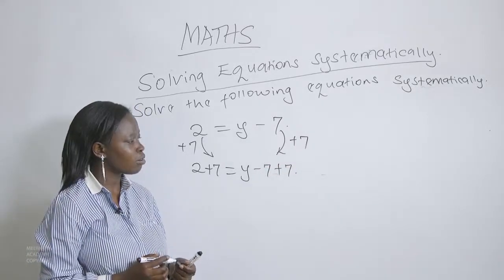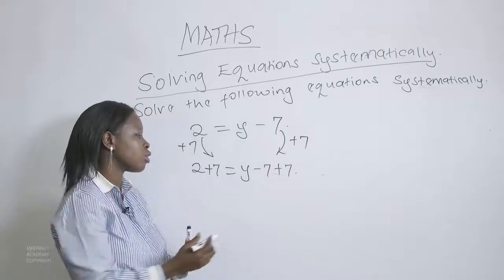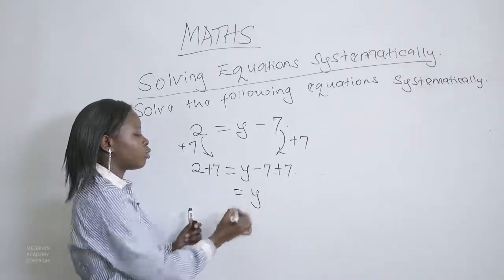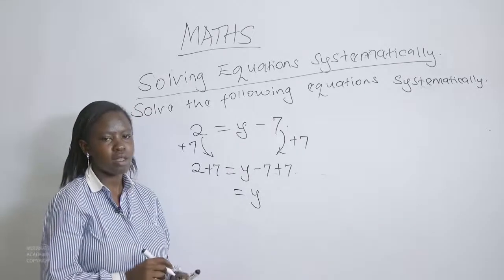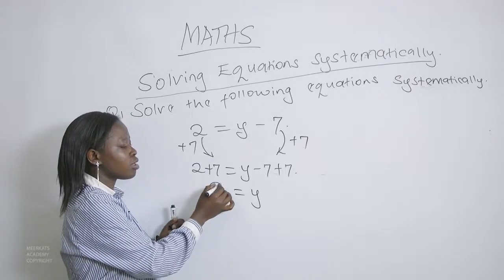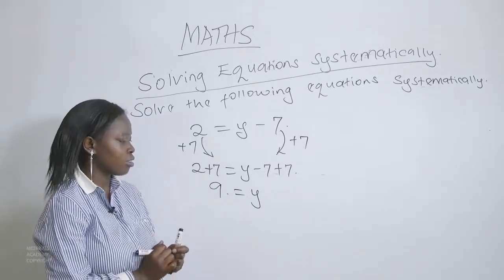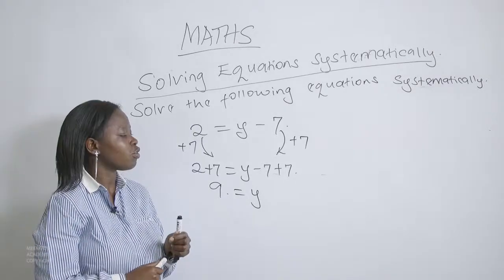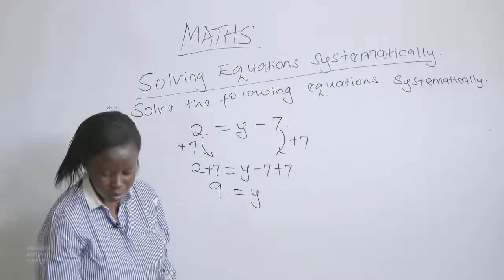Y minus 7 plus 7, this is negative 7 plus 7 gives us 0. So on the right hand side I'm left with y. The left hand side we have 2 plus 7. 2 plus 7 is 9. So it means that the value of y in this case is equal to 9. We've obtained that by adding 7 on both sides.